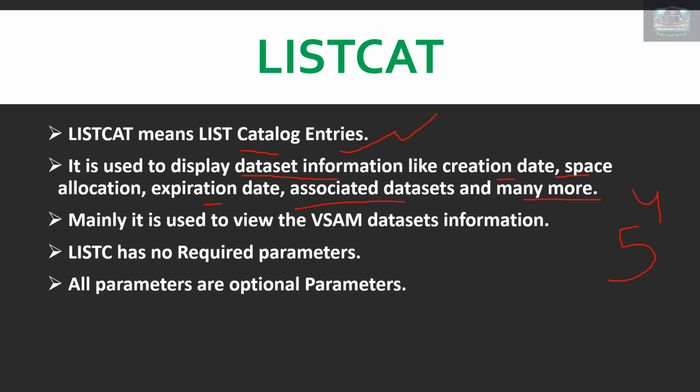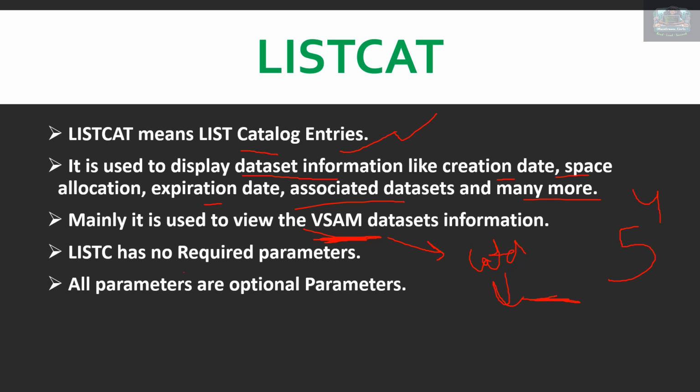It is mostly useful for VSAM datasets because a VSAM dataset has many attributes, like data information, index information, and cluster information. If there are associated datasets, suppose it is a catalog, and that catalog has many aliases under it, and you want to see what all those aliases are, you can use it. If you have any doubt on any of the words I'm using now, please comment below. I'll explain each of them in depth in upcoming videos if required.